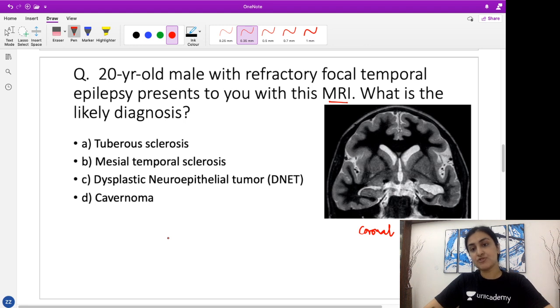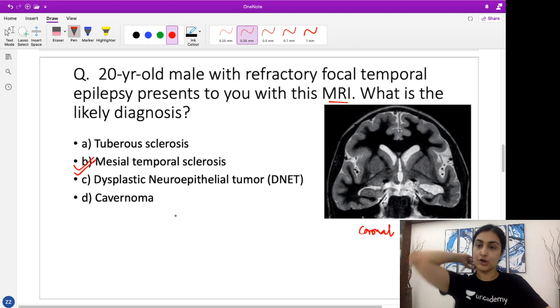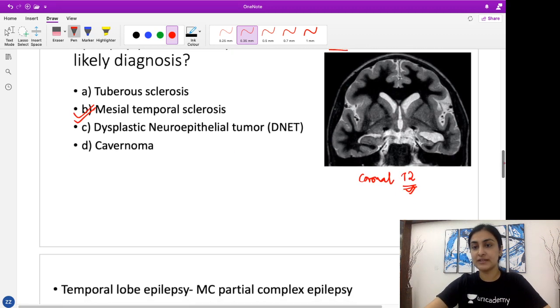So try and guess the pathology in this particular image, guys. The correct answer here is MTS, which is mesial temporal sclerosis. I'm going to talk about this in detail, and we'll also look at the options in detail.